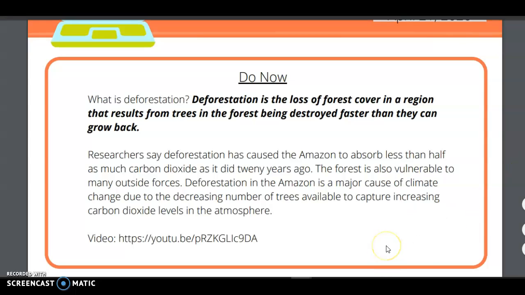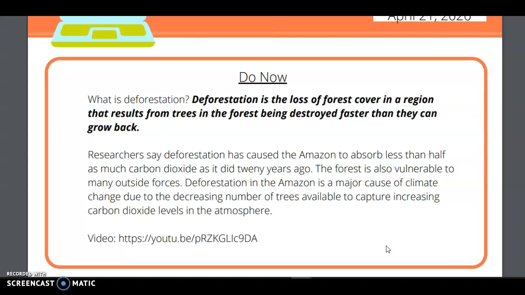This extension here at the bottom is a video showing us about deforestation and what's going on with the loss of forest cover. If you want to jot that down or pull it up on your phone, you're more than welcome to do so. It's also on Edmodo.